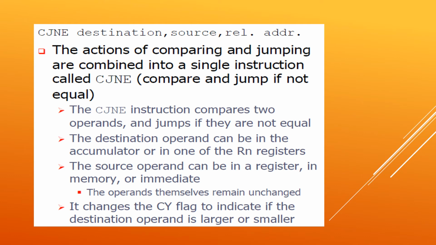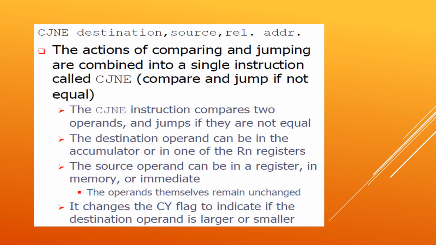Now there is CJNE. This is the instruction for comparison purposes. It is comparing and jumping, a combination: compare and jump. We will go through the various forms of jump instruction afterwards, but at present we are talking about compare and jump, CJNE. The CJNE instruction is going to compare two operands and jump if they are not equal.